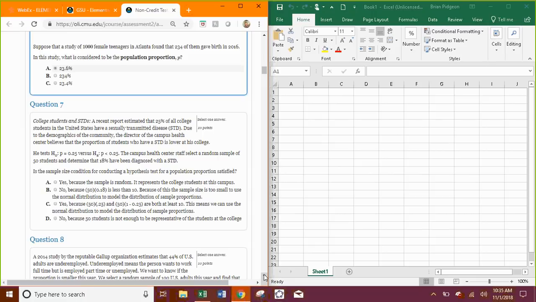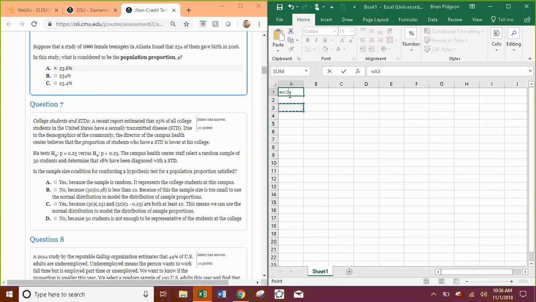A recent report estimated that 25% of all college students in the U.S. have a sexually transmitted disease. Due to the demographics of the community, the director of the campus health center believes the proportion is lower. He tests the null hypothesis, p is 0.25, against p less than 0.25, and of the 50 students at the campus health center, 18% have been diagnosed with an STD. Is the sample size condition for conducting a hypothesis test satisfied?